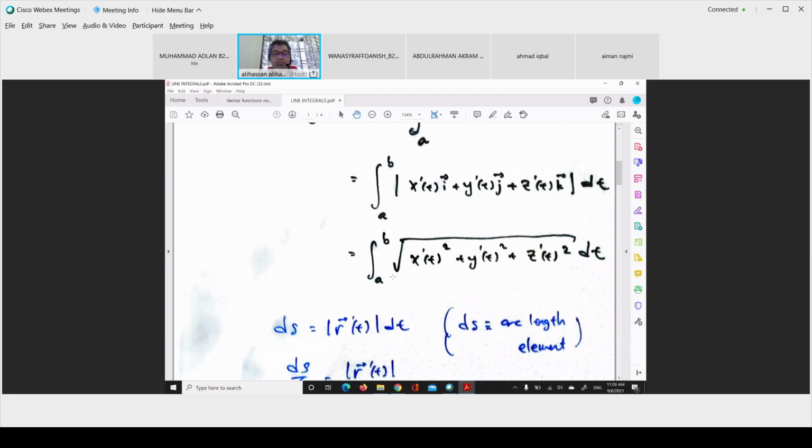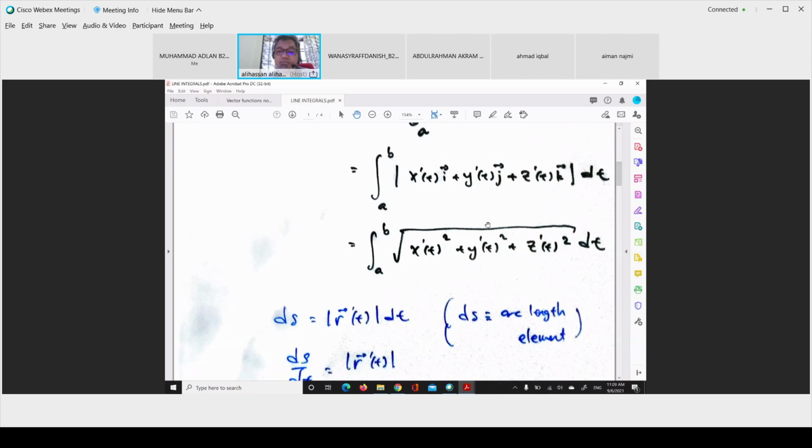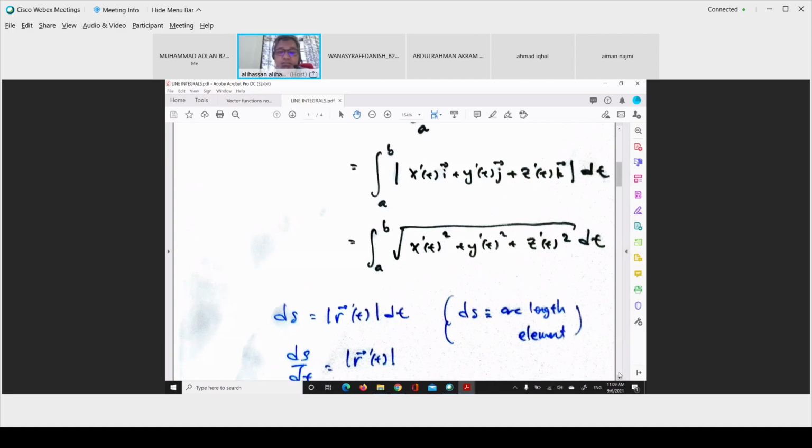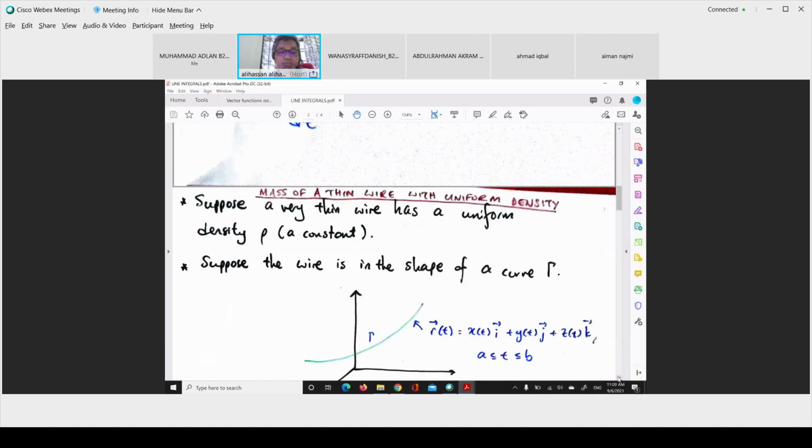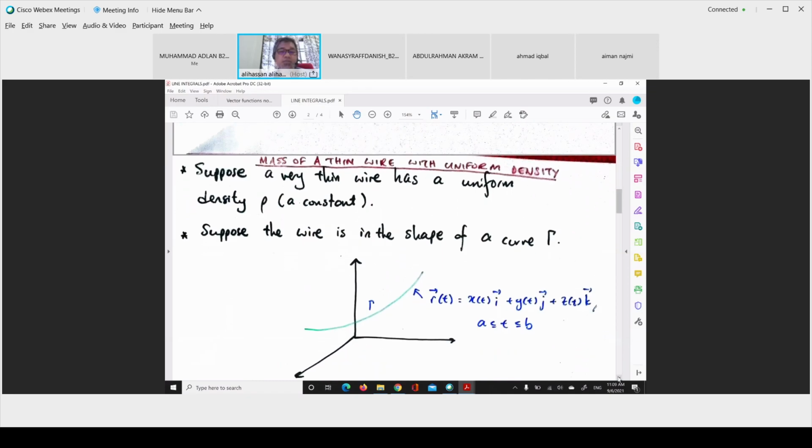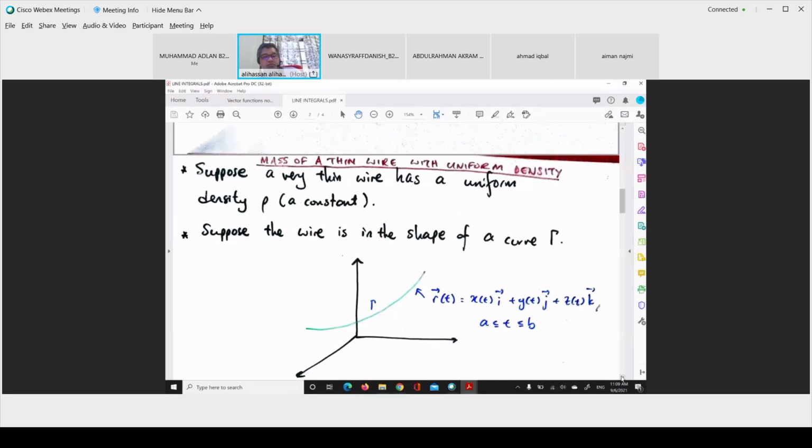If you recall, to find the arc length of a curve in a plane, it is the integral from a to b of the square root of x prime squared plus y prime squared only. But for a curve in space, we also have this additional term, plus z prime squared, dt. And then we looked at some examples. I showed you an example of evaluating the arc length of a curve represented by a vector function.